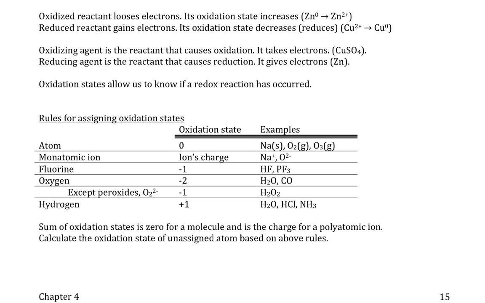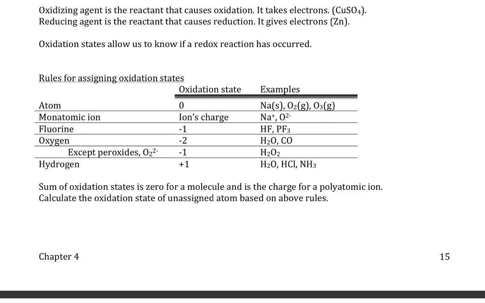Hydrogen, if it's in a compound like water or HCl or NH3, its oxidation state is +1. The sum of the oxidation states is 0 for a molecule and is the charge for a polyatomic ion. So we calculate the oxidation state of unassigned atoms based on the above rules. So let's see how we do that.